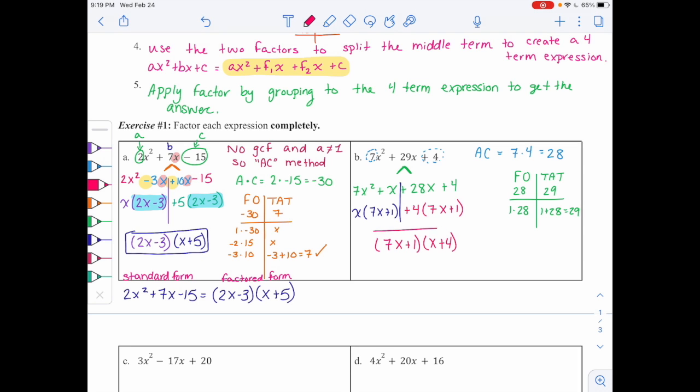That is factored form. These are equivalent statements. I started here with standard form, and I just found out that that is the same as 7x plus 1 times x plus 4.